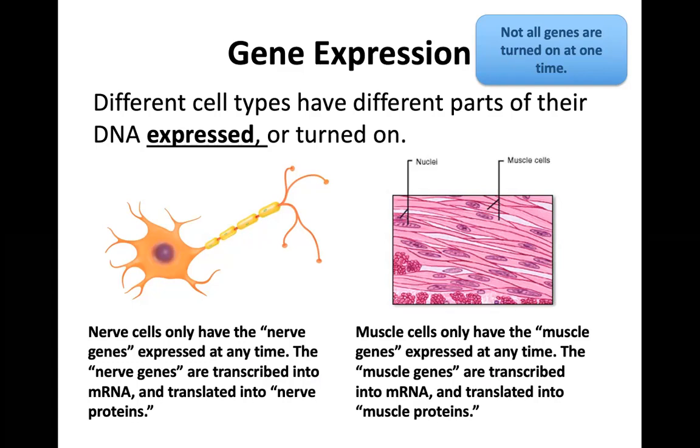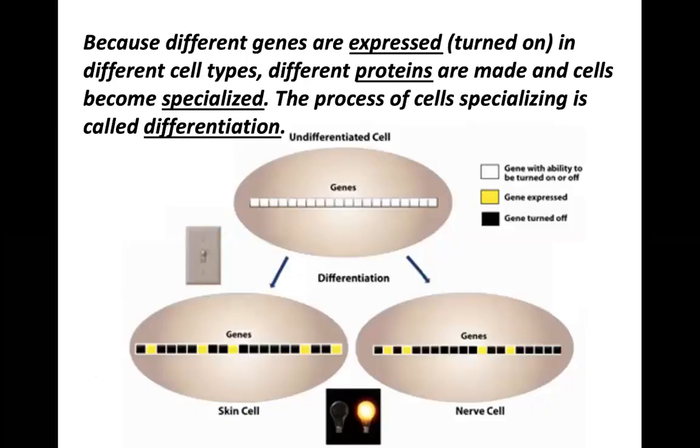So not all genes are turned on at the same time. Because different genes are expressed, different proteins are then made. And that specific cell becomes specialized. And that process of specializing is called differentiation. Do you see the same genes activated over here as you do over here? No. Why? Because they're different cells.